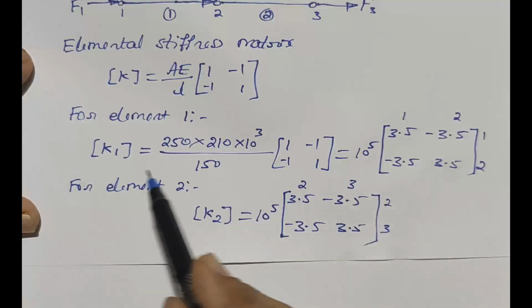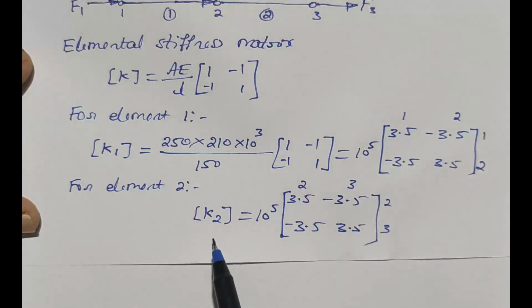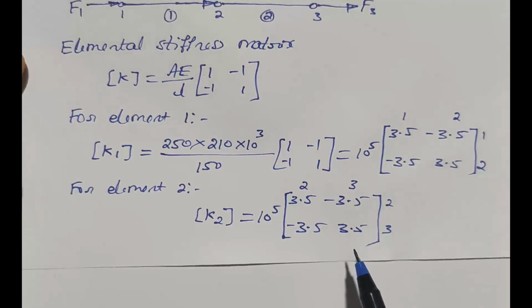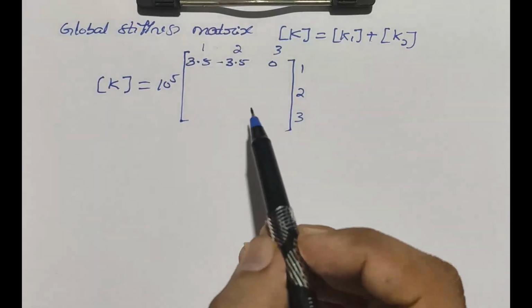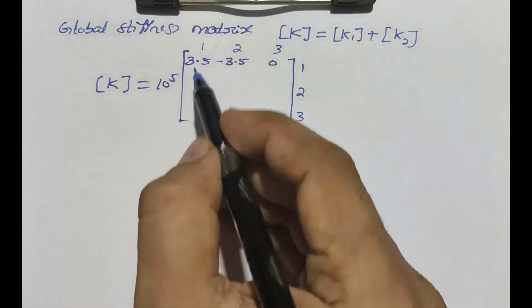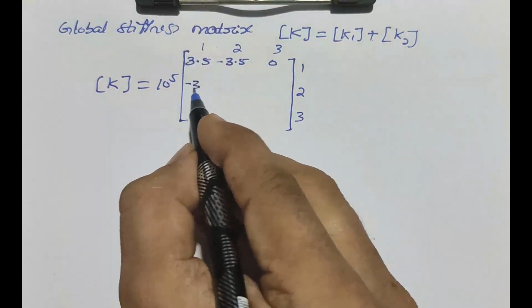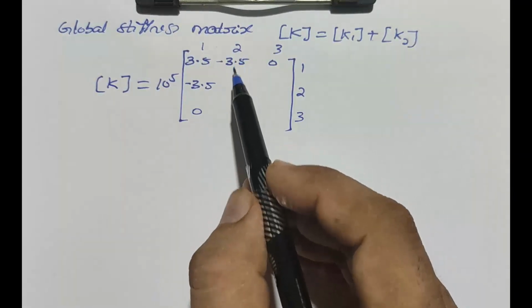Next we need element corresponding to 3 and 1. See in K1 we don't have any element corresponding to 3 and 1. Similarly in K2 also we don't have any element corresponding to 3 and 1. Therefore here we will get 0. Since the stiffness matrix is a symmetric matrix, I can directly write here minus 3.5, 0.